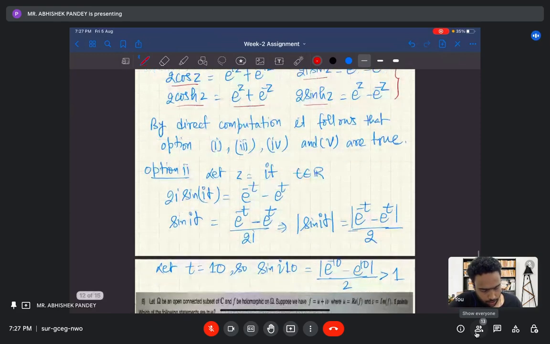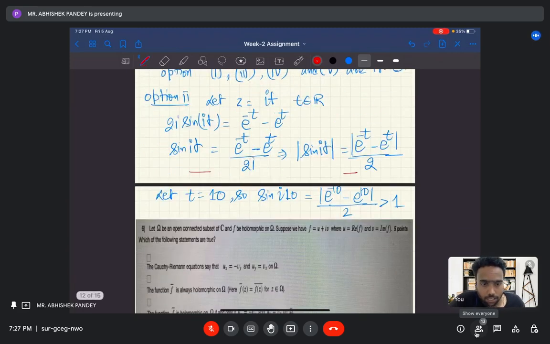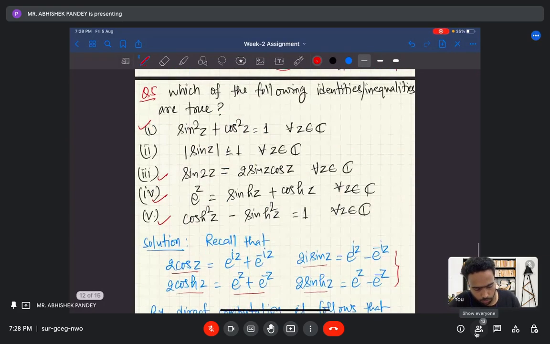For option second, let z equal it, z is of this form. So 2i sin it equals e to the power minus t minus e to the power t. So sin it will give you this, and the modulus of sin it will give you this. Now for sufficiently large t, this will be greater than 1. Precisely, you can take t equals 10. So sin i10 equals (e to the minus 10 minus e to the power 10) upon 2, which is obviously greater than 1. So this option is not true.